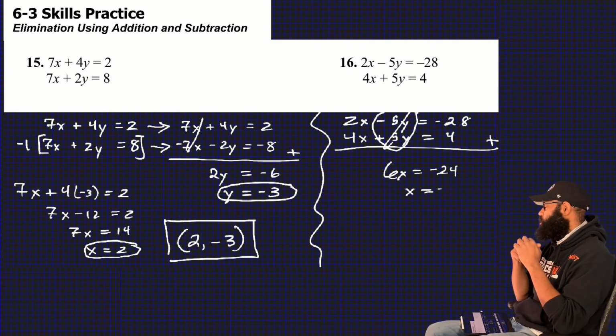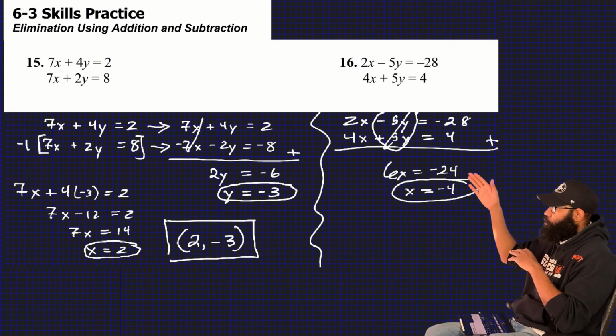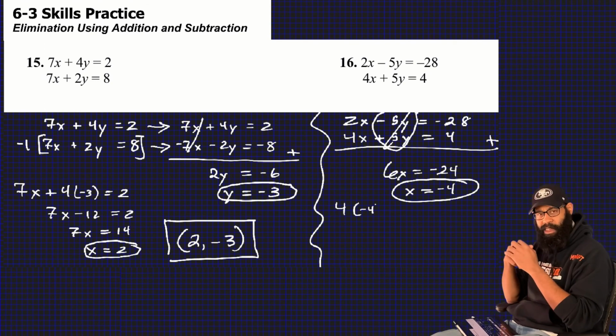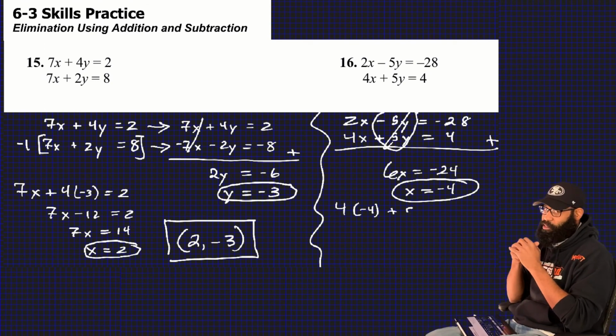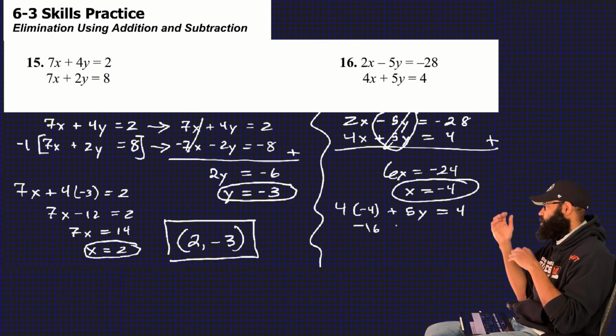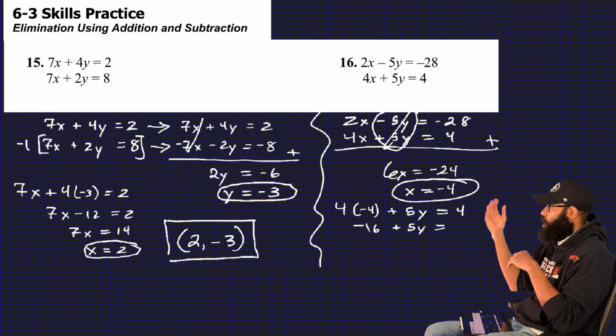You have opposites right there. A -5y and a +5y will eliminate each other. Hence the title of the lesson, Elimination Method. Right. 2x and 4x give me 6x. 6x equals -24, so x equals -4.